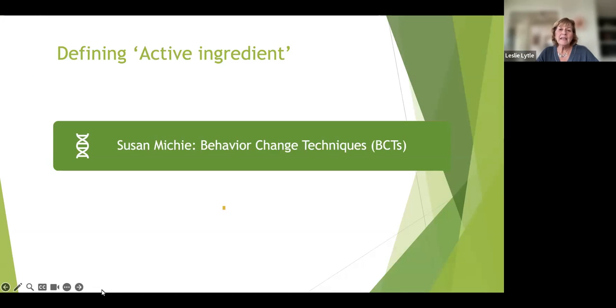So Susan Michie would say that her behavior change techniques, those specific processes designed to change a behavior, are her active ingredient. And while I really like the idea of BCTs as a lexicon for the strategies, I use them all the time in my change phase. To date, there's not been really any good evidence that a BCT itself is an active ingredient.